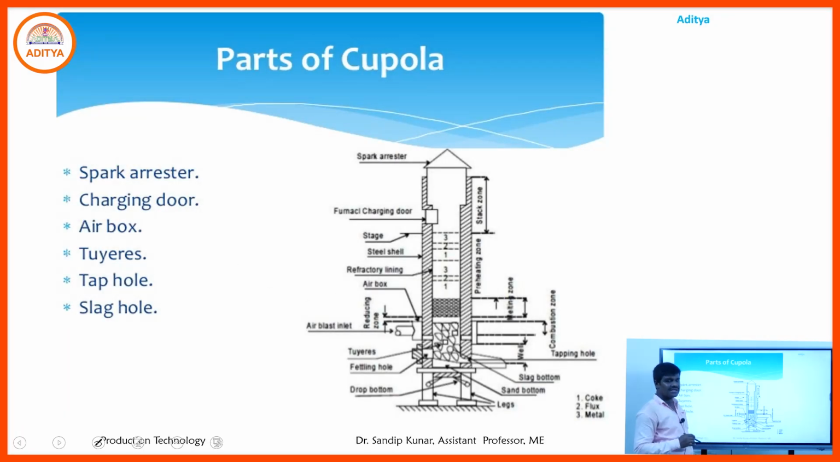Parts of the cupola furnace, what are the parts? The main part is the spark arrestor. Spark arrestor means that part. Another is the charging door. We will discuss every part properly.